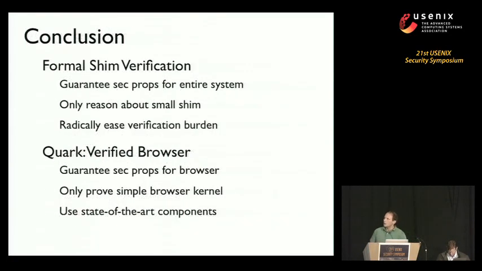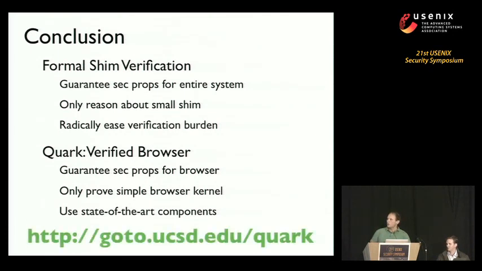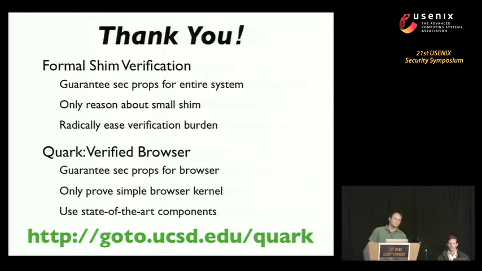So in conclusion, we had the main insight of applying formal shim verification, which allows us to make strong formal security guarantees for complex systems while only reasoning about a very small amount of simple code. And we applied that technique in the context of web browsers by building a new formally verified web browser called QUARK. And we were able to show several important security properties for that. You can see more demonstration and get the code at this URL. And thank you very much for your attention.